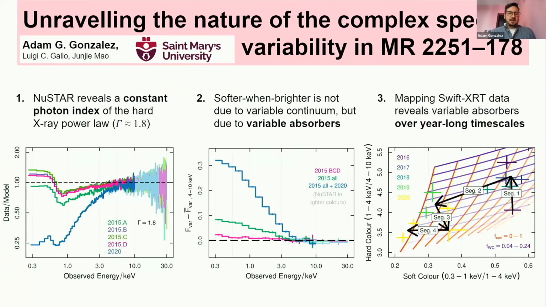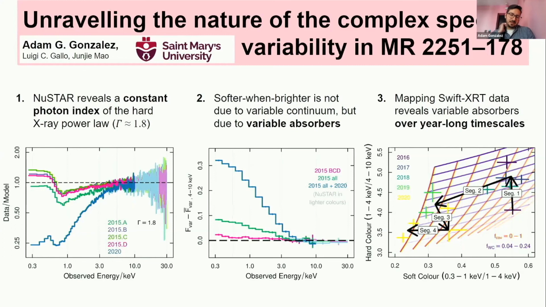Here you can see that NuSTAR is crucial in revealing that the variability in this source is exclusively soft X-ray in nature, and you can see a constant power law shape over the 5 years. What we find is that the variability can be best described by 2 partial covering ionized absorbing zones that vary across all times, but most significantly in 2020.